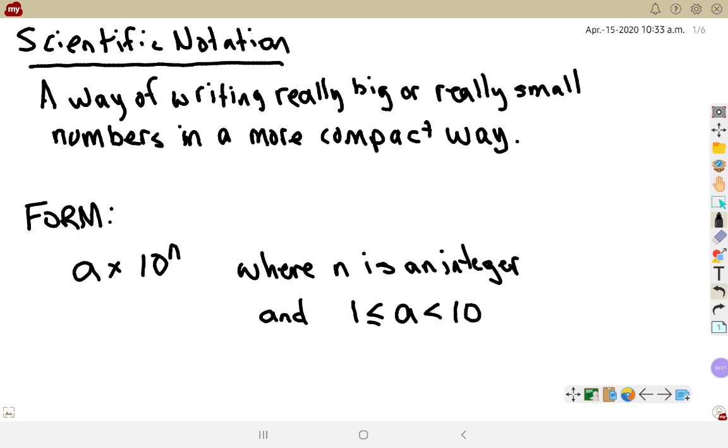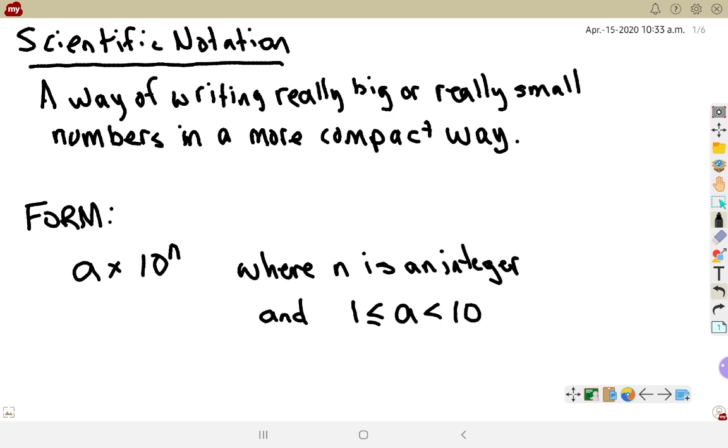Alright, so today we're going to look at using something called scientific notation. Scientific notation is a way of writing really big or really small numbers in a more compact or succinct way. It definitely has lots of applications if you're working in things like chemistry, physics, engineering. We use scientific notation all the time, and specifically you'll use it all the time in your sciences in high school.